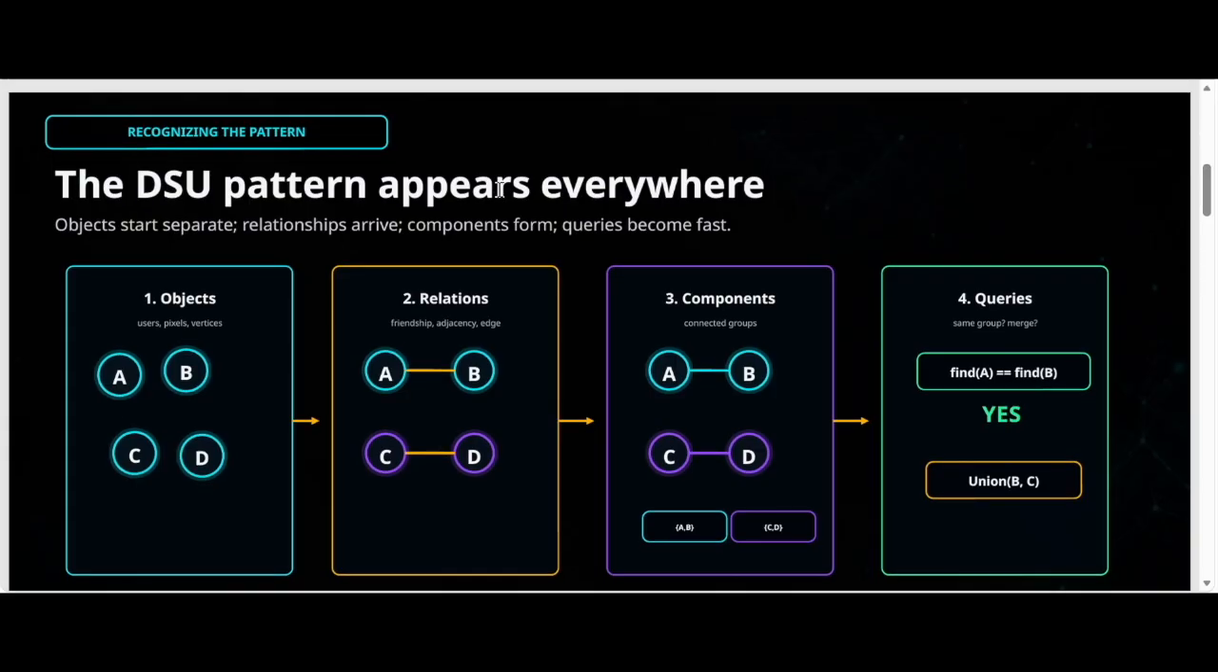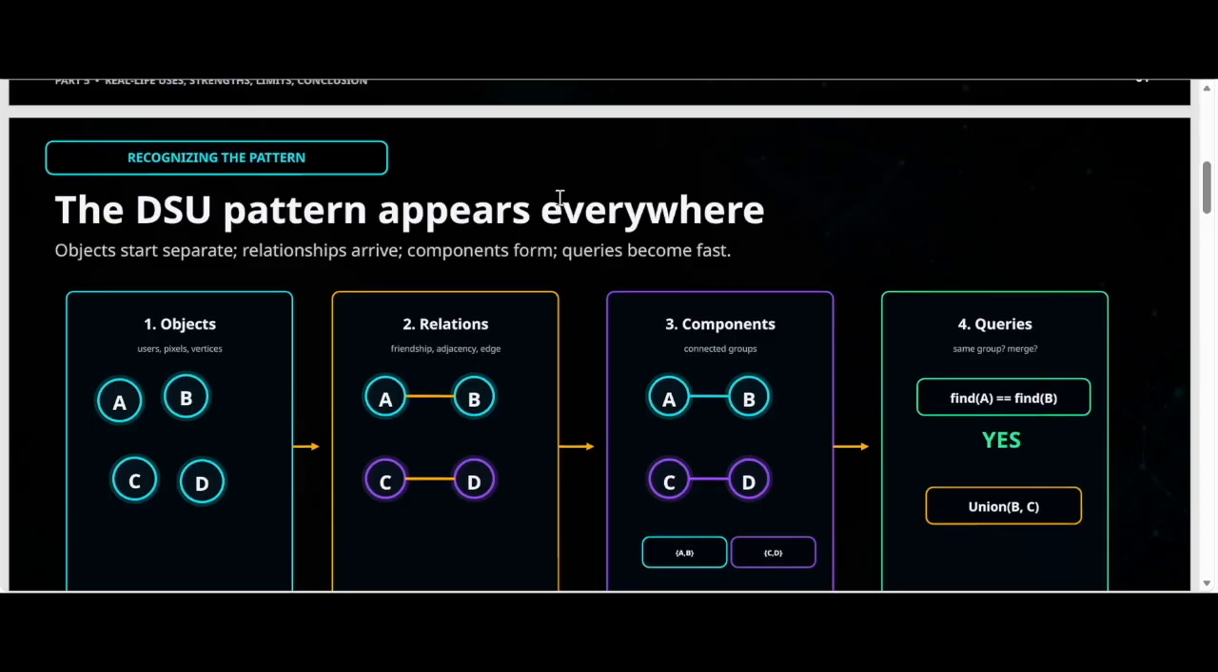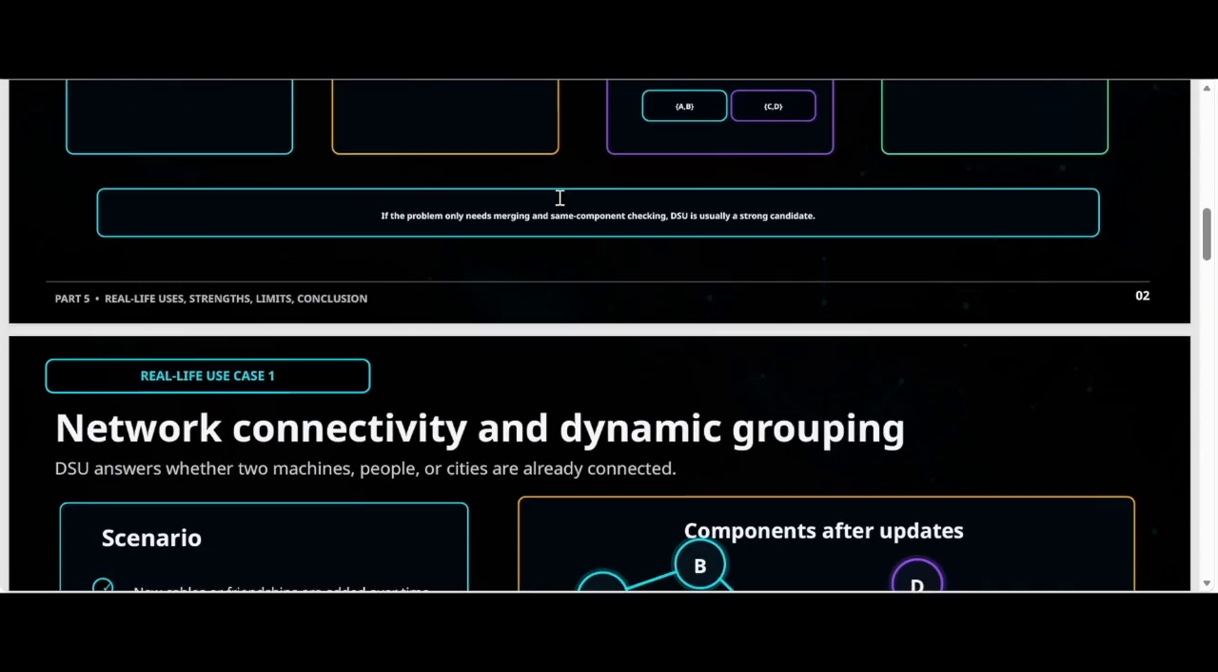This page describes how to recognize the pattern of DSU. The DSU pattern appears everywhere in our real life. First there should be objects, and then there should be a relationship amongst them, and then components form, and last but not least, queries. If we want to ask a question, we will find whether two elements are connected or not. So this part also shows that DSU is important for queries like whether two networks or two elements are connected or not. So let's move to the real life uses of DSU.